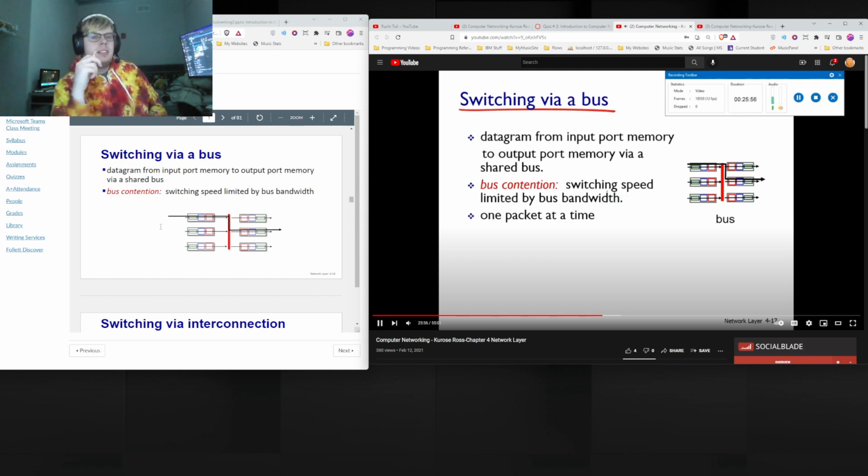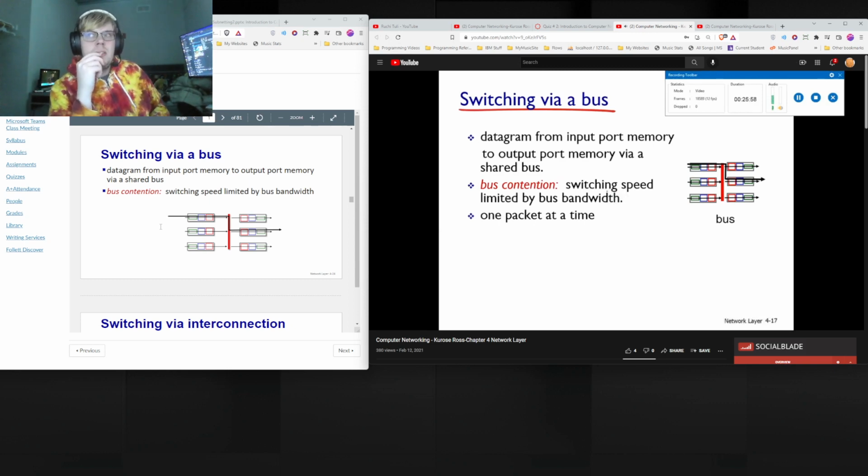In this switching technique, the input port transfers the packet directly to the output port over a shared bus. If you see over here, this is the input port, this is the output port, and both of them are connected through a shared bus. There is no intervention of the routing processor. The routing processor is not involved.